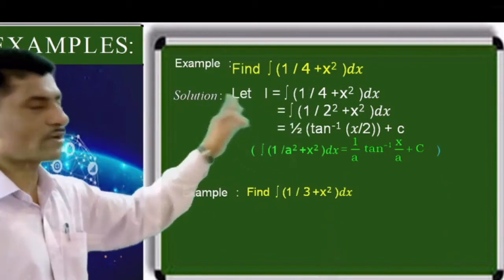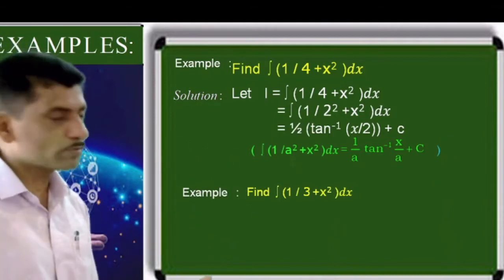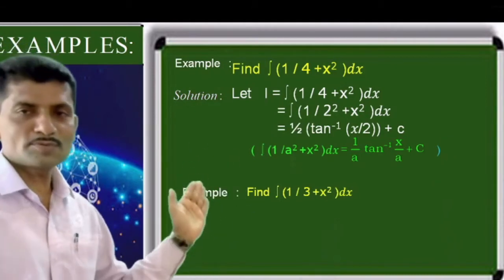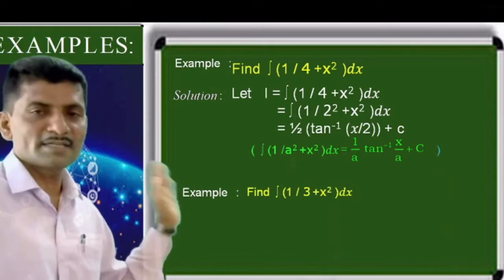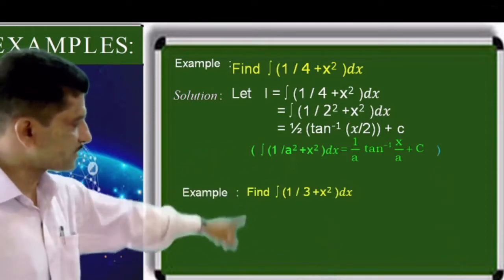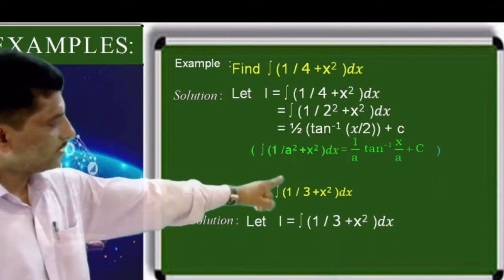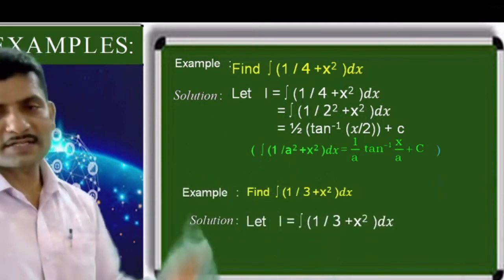If 3 is not a square number, root 3 is a square, and we use the form a square plus x square. First, we take the solution. Take I equal to the integral of 1 divided by 3 plus x square into dx.